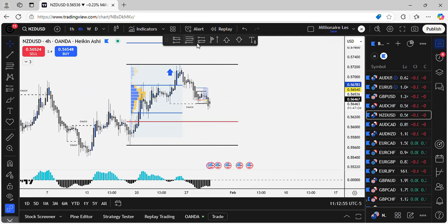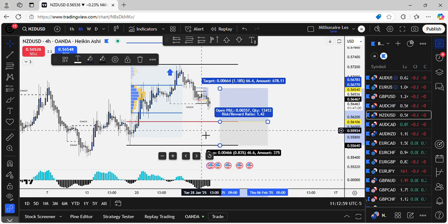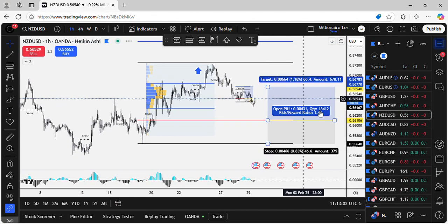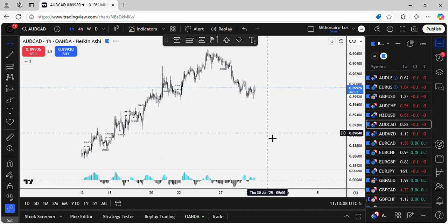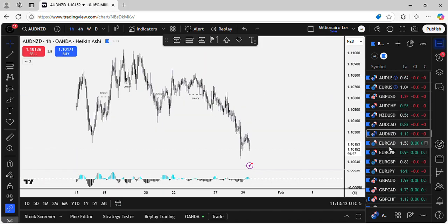and trying to enter in from right here. All right, perfect. AUDCAD. No bullish change of character on the 1 hour.